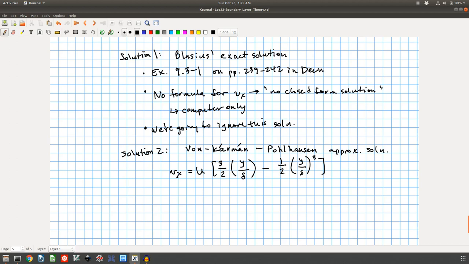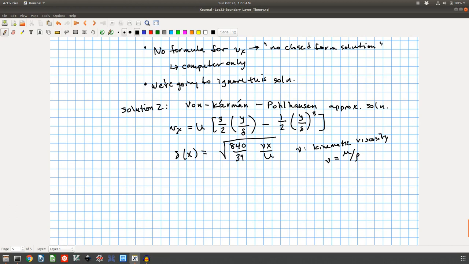Delta is a function of x. This is the boundary layer height, and it's the square root of 840 y by 39 nu x y by u, all under the square root, right? And this is nu here, remember, is the kinematic viscosity, or that equals mu over rho. Right? So that is the von Karman-Pohlhausen approximate solution.